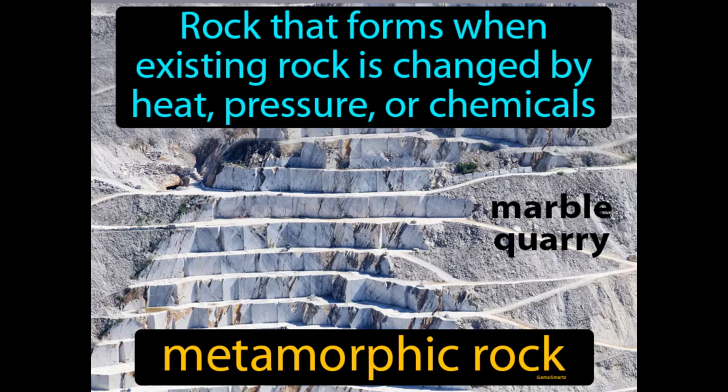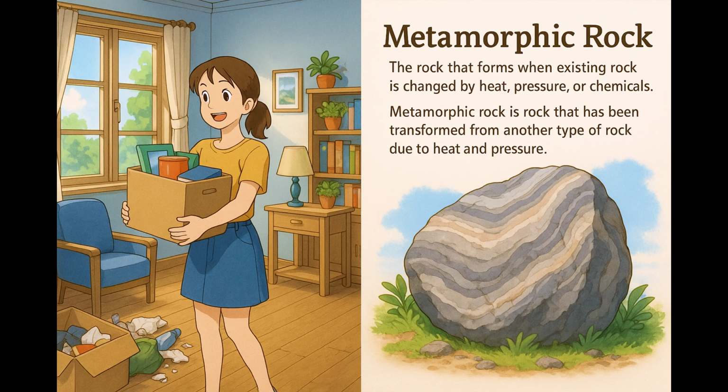The rock that forms when existing rock is changed by heat, pressure, or chemicals. Metamorphic rock is rock that has been transformed from another type of rock due to heat and pressure. Imagine trying to transform a messy, cluttered room into a tidy, organized space.